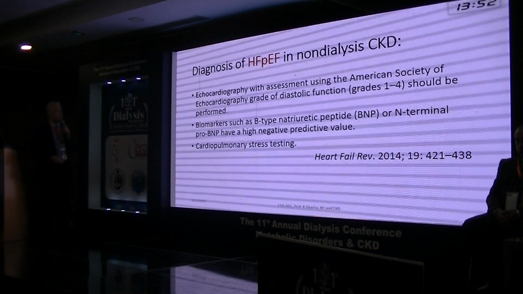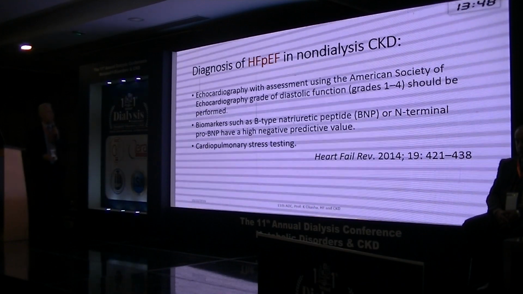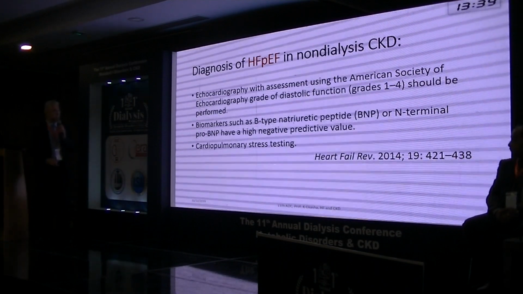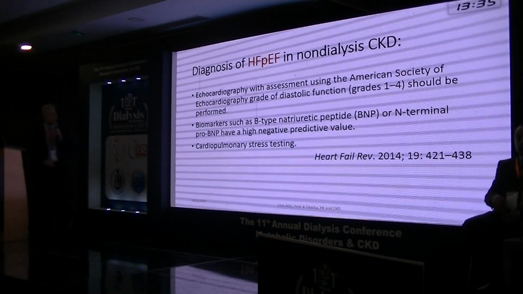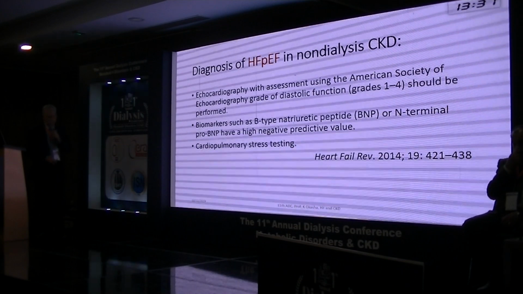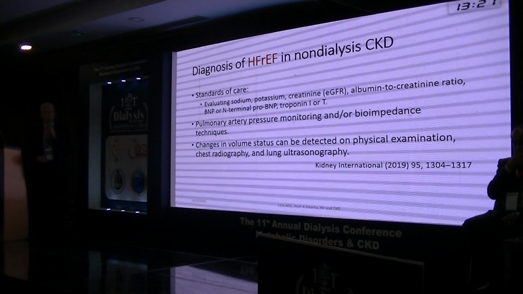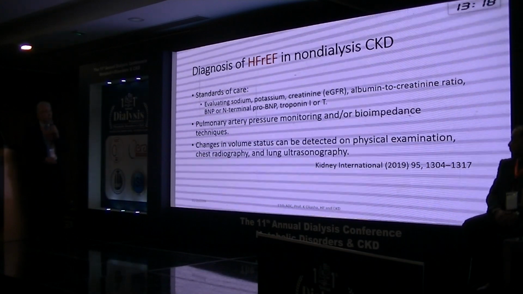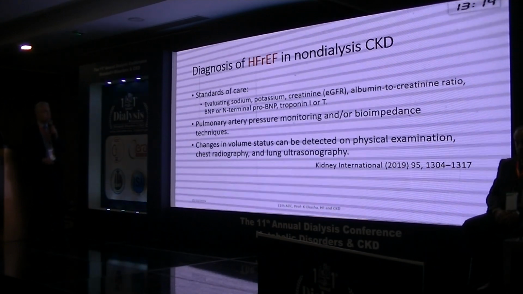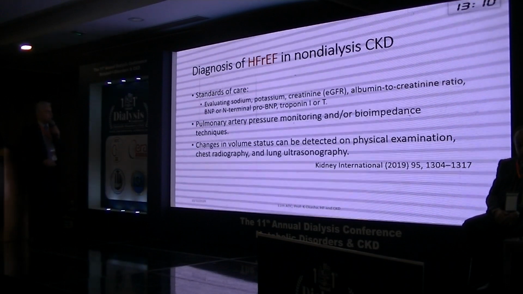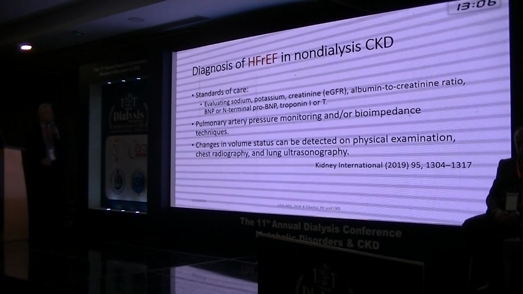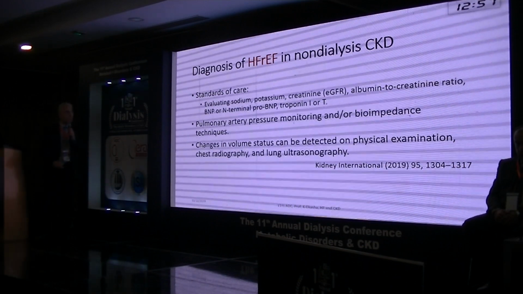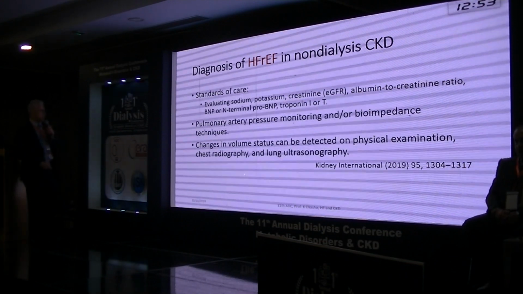For the diagnosis of heart failure in different scenarios, such as heart failure with preserved ejection fraction in non-dialysis chronic kidney disease, we use echocardiography, other biomarkers like natriuretic peptide or pro-natriuretic peptide, or cardiopulmonary stress testing. In patients with reduced ejection fraction, the standard of care, like any other investigation in chronic kidney disease patients, includes serum sodium, potassium, GFR, albumin to creatinine ratio, BNP and pro-BNP, pulmonary artery pressure, and monitoring of biomarkers and imaging techniques. Changes in volume status can also be detected by clinical examination, chest radiograph, or lung ultrasound.